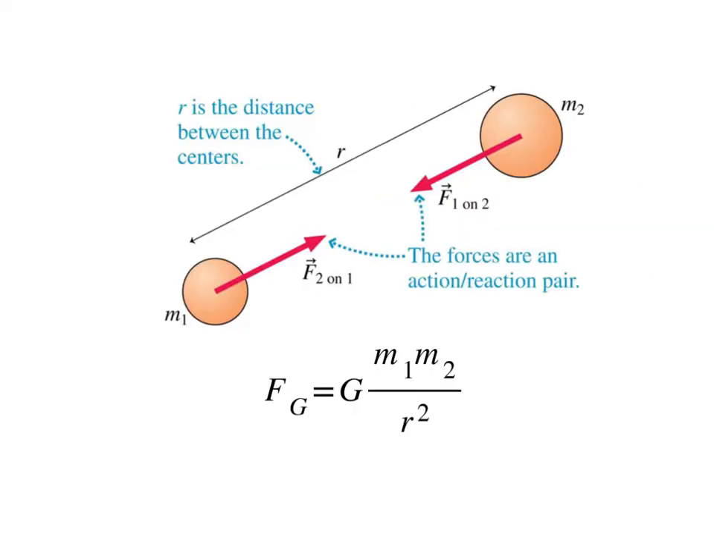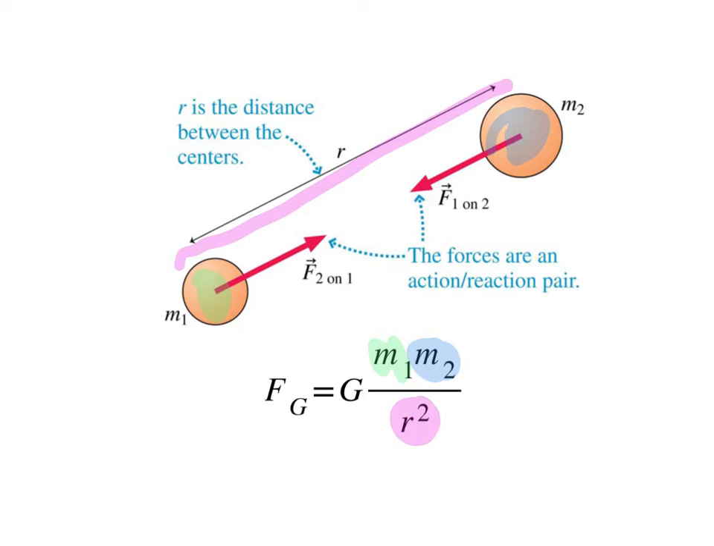The law of universal gravitation says the force between two objects of mass m1 and m2 is given by the product of their masses, m1 times m2, divided by the square of the distance between them. So this distance shows up as a square, and that's going to be really important.